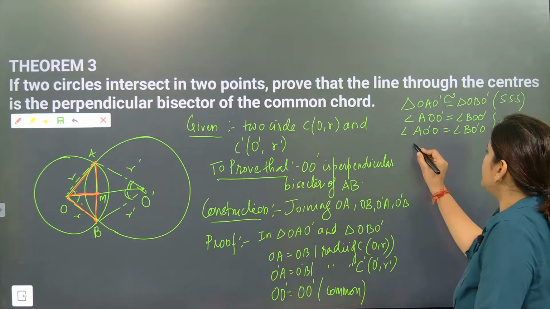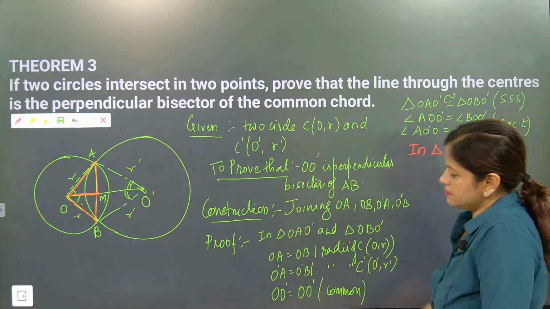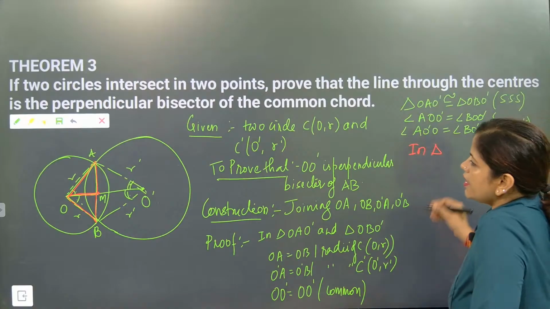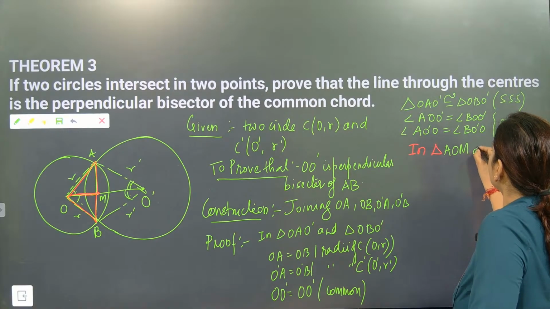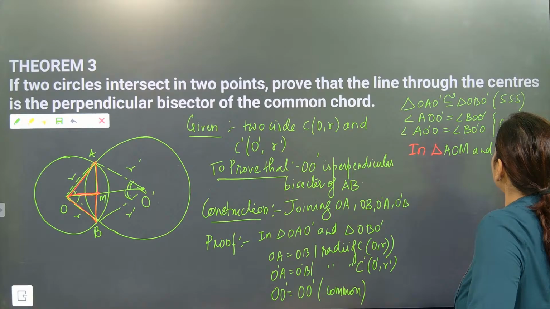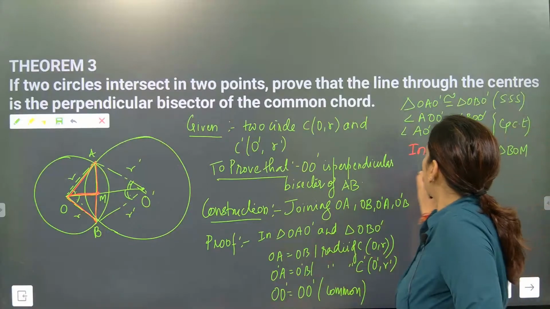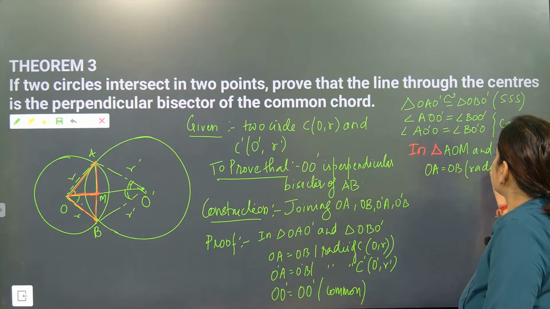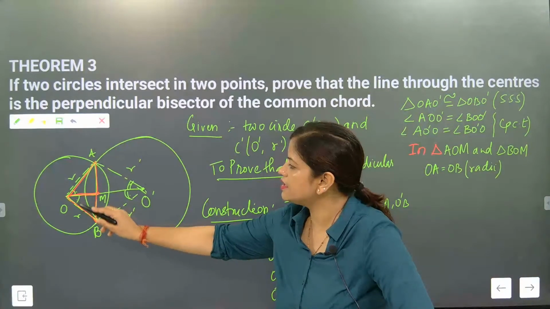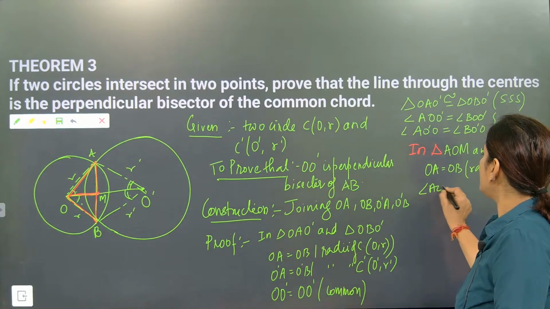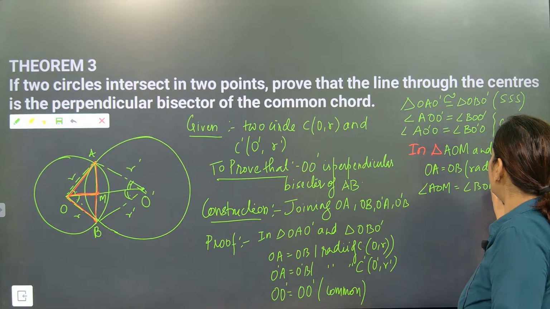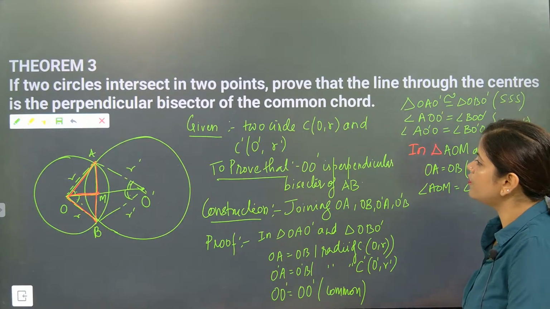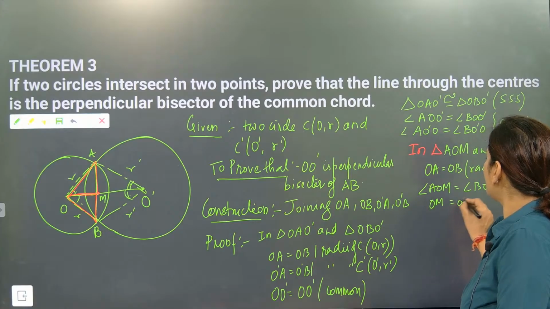So now we will take triangle AOM and triangle BOM. Now beta, already OA is equal to OB, radii. And now beta, we have proved this angle is equal to this angle, that is angle AOM is equal to angle BOM, proved earlier. This we have proved. And OM is equal to OM, common.